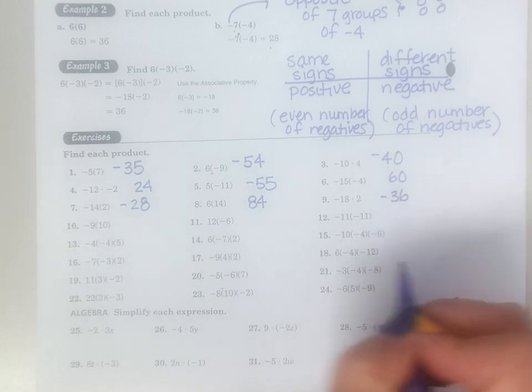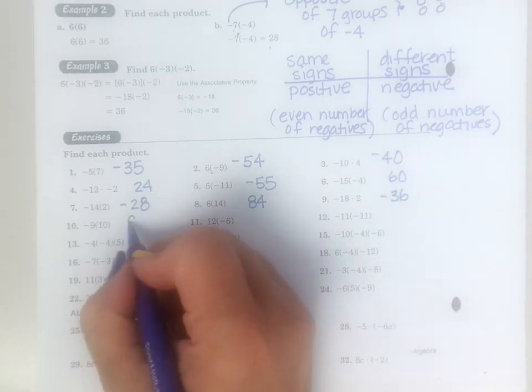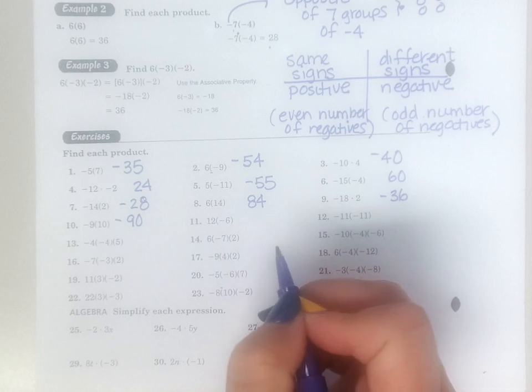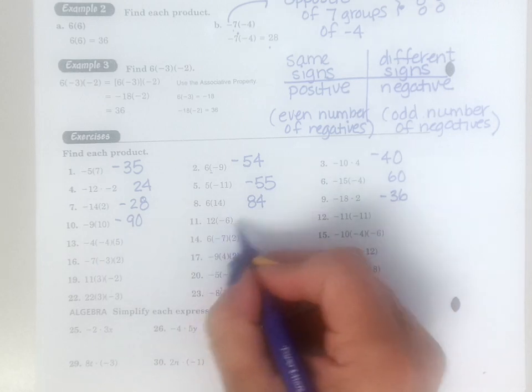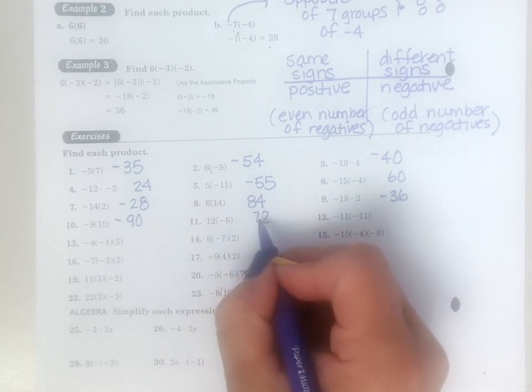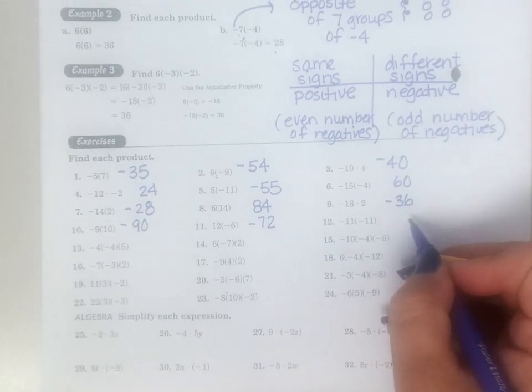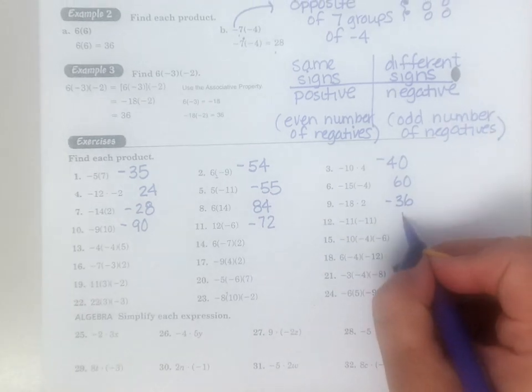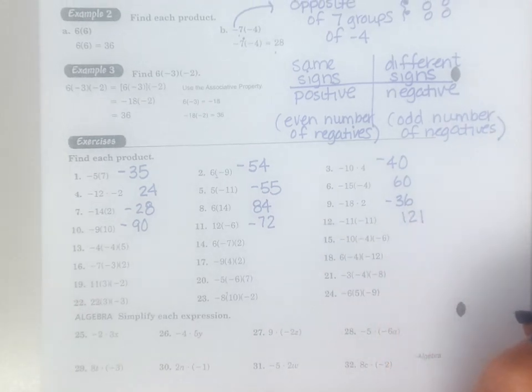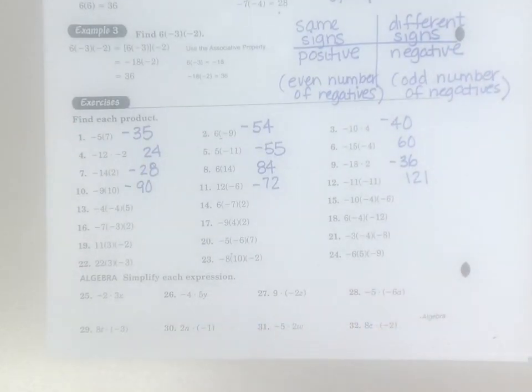Different signs is negative. 9 times 10 is 90. Different signs is negative. 12 times 6 is 72. Different signs, negative. 11 times 11 is 121. Same signs, positive. Okay, now we're going on to some with the 3.